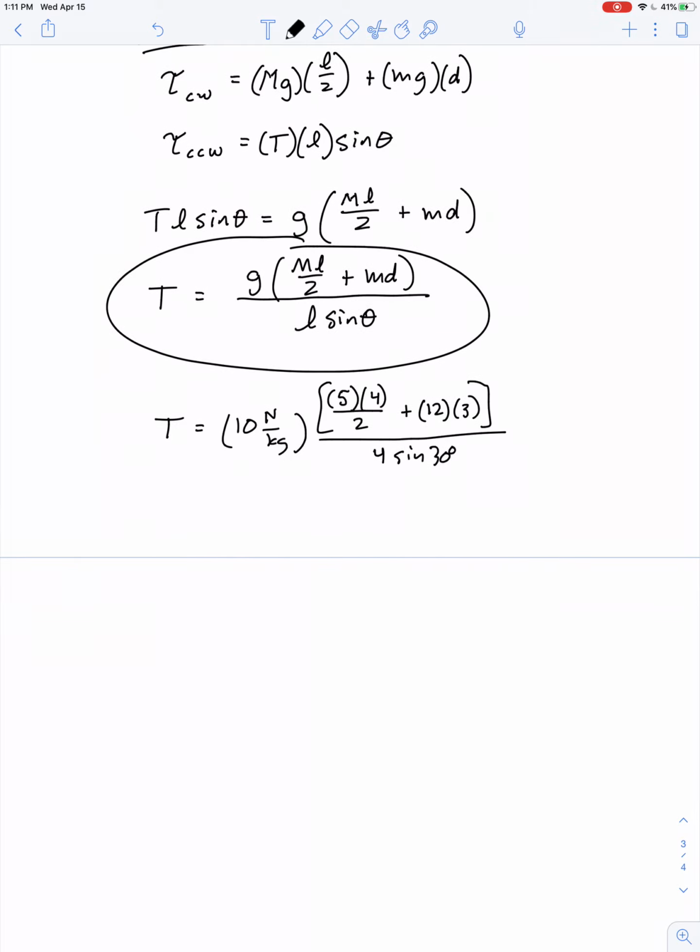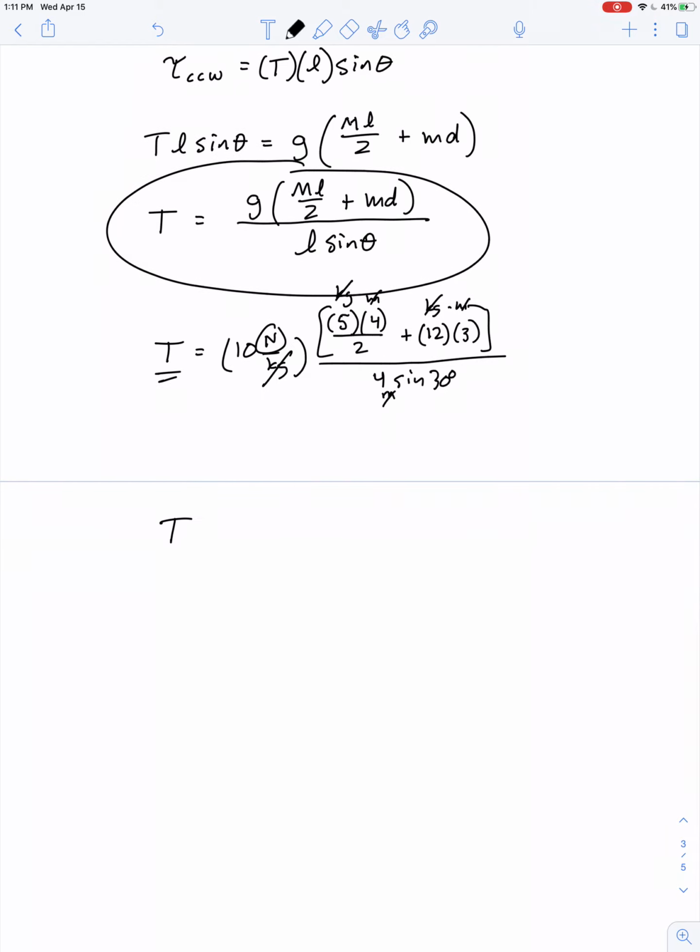Oh, what is this? Kilograms and meters. And again, kilograms and meters. So the kilograms cancel out. And this 4 down here is in meters. So the meters cancel. So yeah, we're left with newtons. So the units work out.